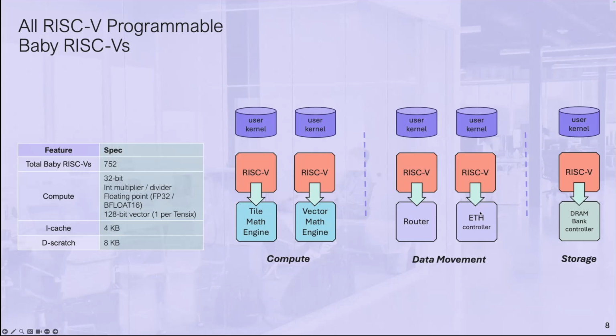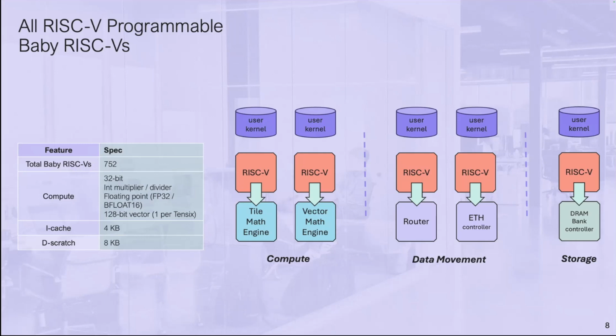And as you see here in data movement, Ethernet controller, very much the same. You have your baby RISC core that can set up your Ethernet controller with API calls. And lastly, storage. Again, very similar. You have your baby RISC core. It can communicate to the DRAM core, your DRAM controller.